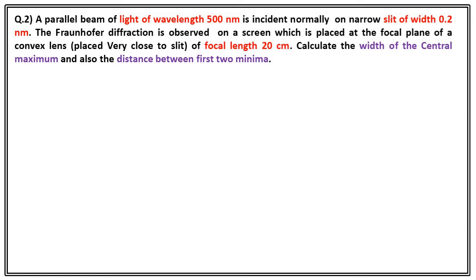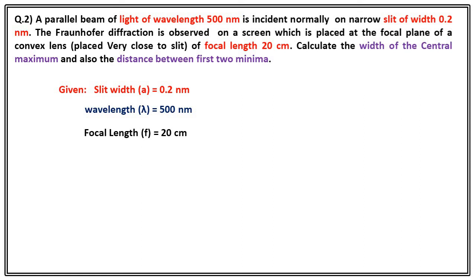To do that, let's work it out. What is given? Slit width, which is 0.2 nanometer, wavelength, and focal length of the lens. Okay, we have to find the width of central maxima and the distance between the first two minima. In the previous problem, we have just done it. The width of the central maxima is twice the angular position of the first minima.